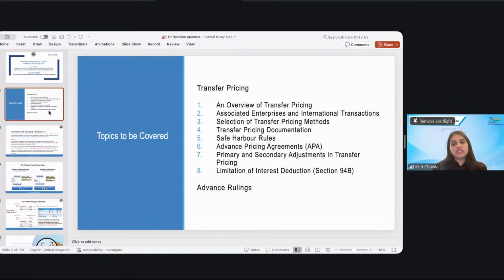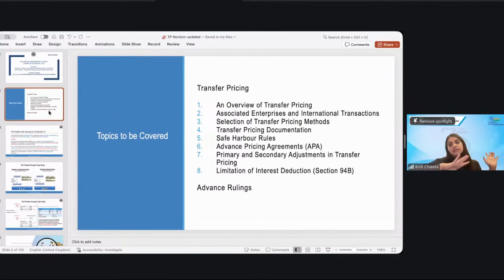And within all these things, these are more like dispute resolution mechanisms. We'll also be talking about primary adjustment. Followed by that, we will be talking about something called as secondary adjustment in transfer pricing. After we are done with all these concepts, the last concept that we will be concentrating upon is Section 94B, which is limitation of interest deduction rules. So that is what we will be concentrating on.